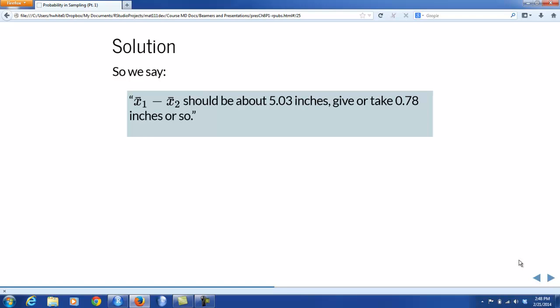And so here's how we fill in the blanks. We say that x1 bar minus x2 bar should be about 5.03 inches, the expected value, give or take a standard deviation or two, give or take 0.78 inches or so.